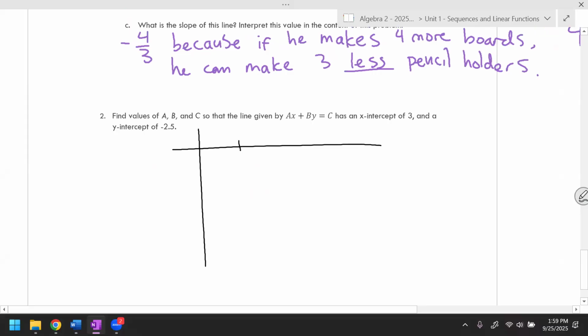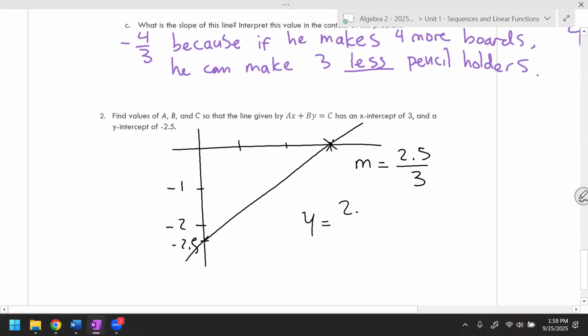X-intercept of 3. 1, 2, 3. There we are. Y-intercept of minus 2.5. 1, 2, maybe 2.5. There's my line. Right? My rise over my run is 2.5 over 3. So my y equals mx plus b is y equals, I guess, 2.5 over 3x minus 2.5.